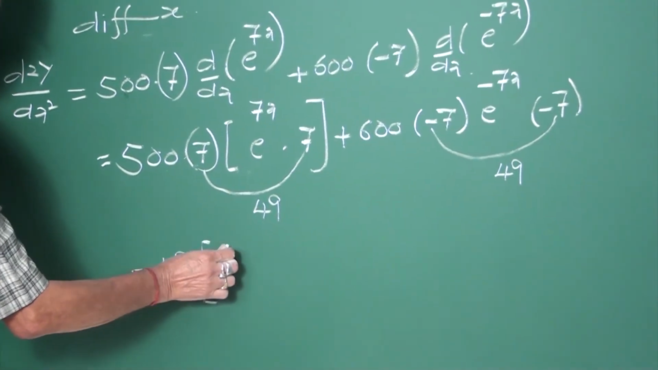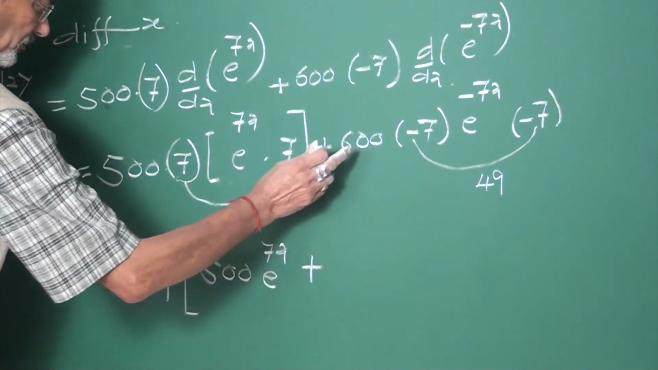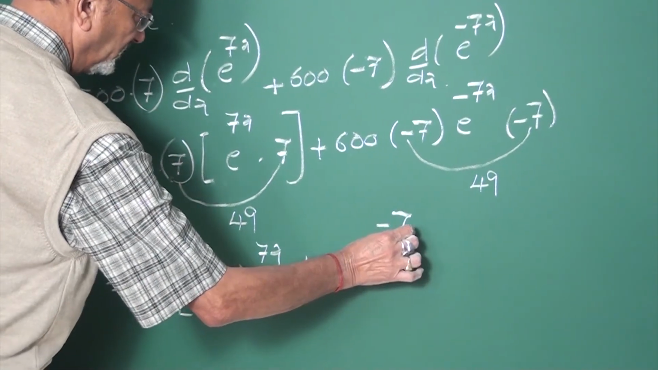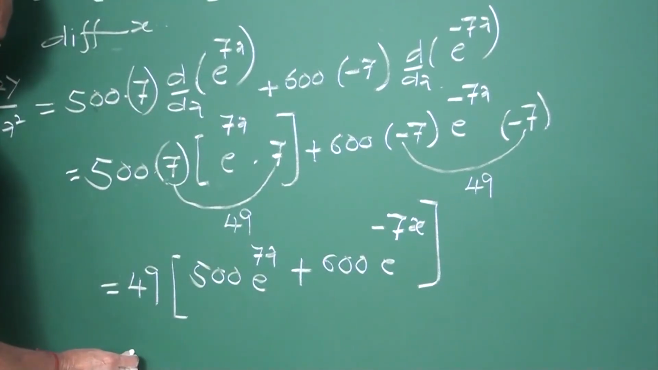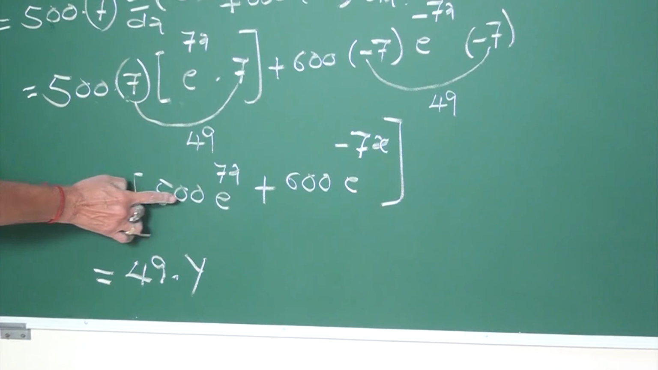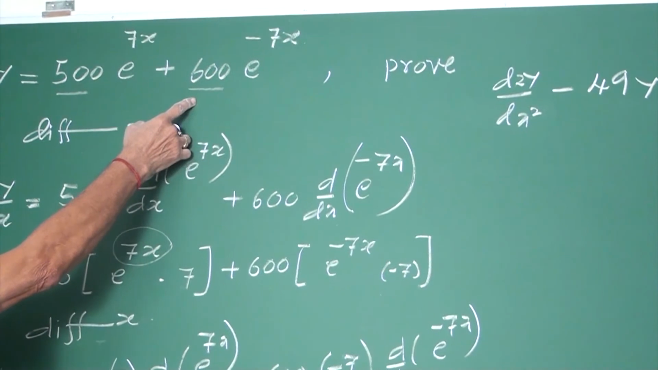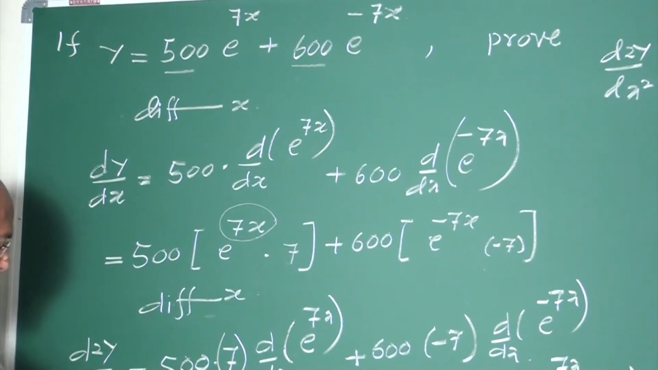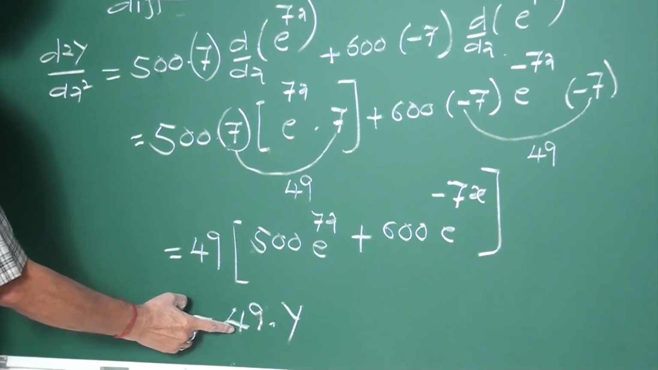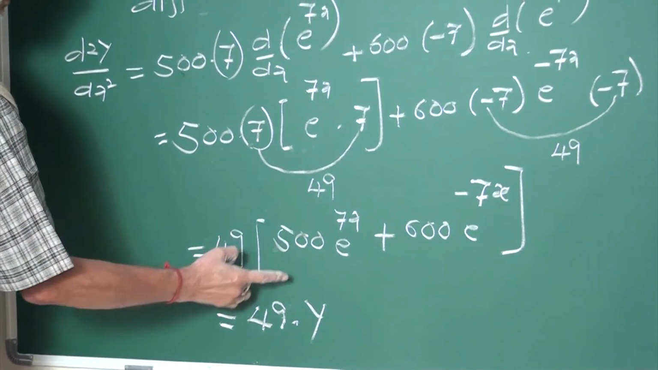You have inside 500 e to the power 7x plus 600, taking common e to the power minus 7x. See, my friend, what is this? 49. Is it y? Yes. 500 into e to the power 7x plus 600 into e to the power minus 7x is nothing but y. Therefore, second derivative equals 49y. Tell, what is this 49? My friends, here itself 7 into 7, which is 7 square, 49.